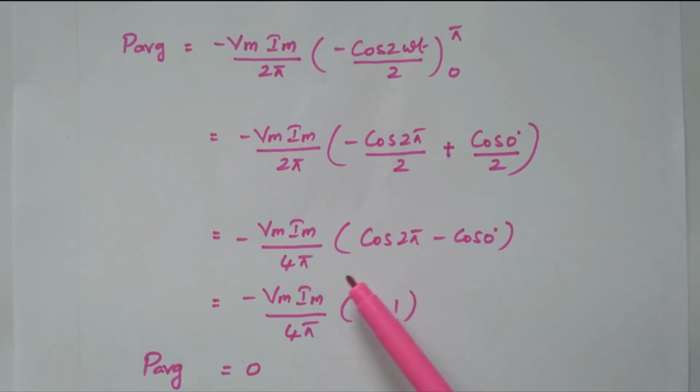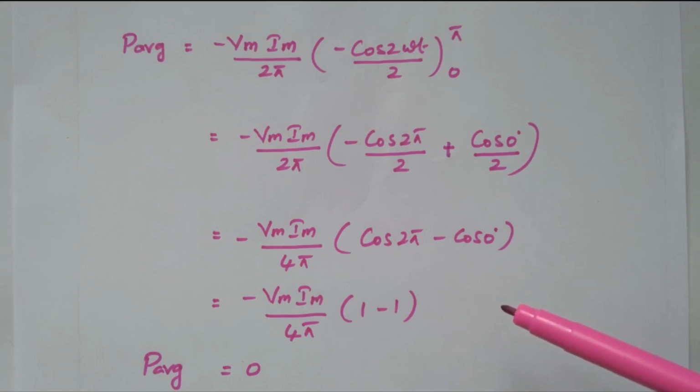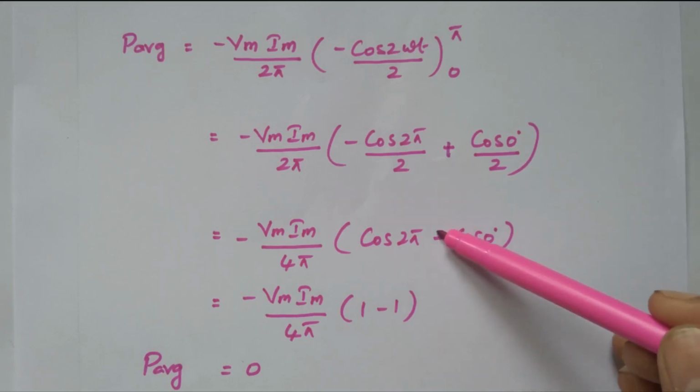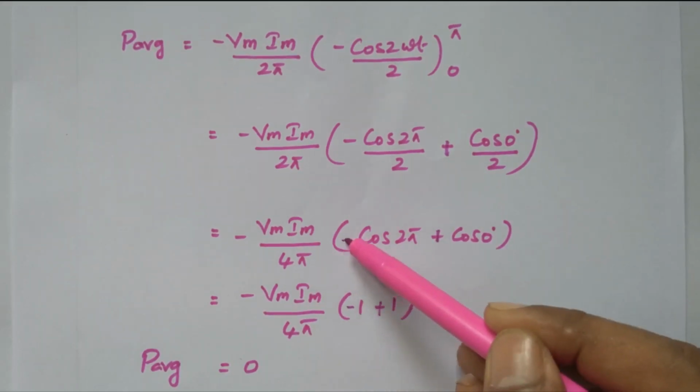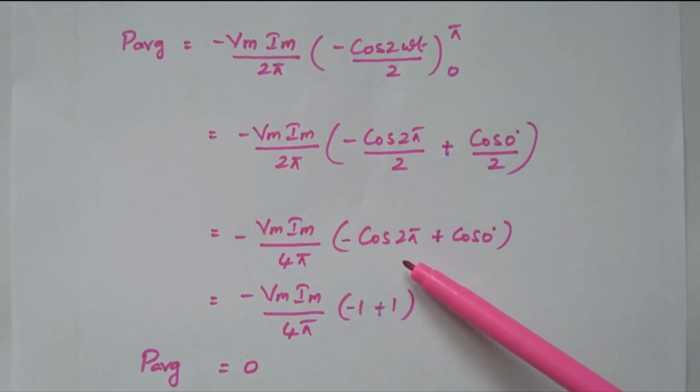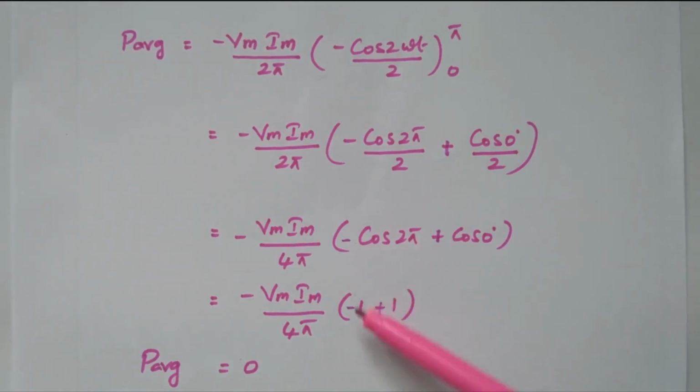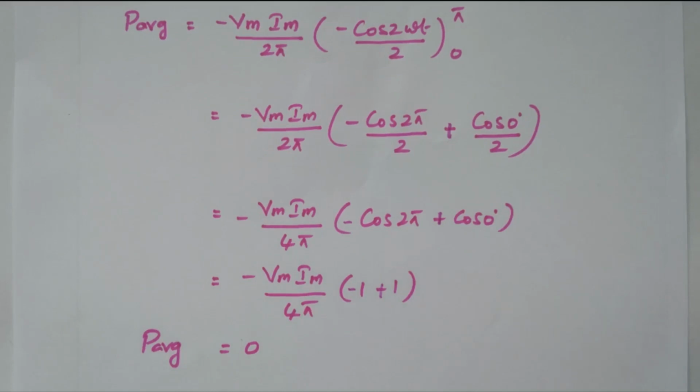So this cos 2 pi value is 1. So already one minus is there, minus 1. Cos 0 value is 1. So minus 1 plus 1, it becomes 0. The average power becomes 0. Due to this 0 term, the entire average power becomes 0.